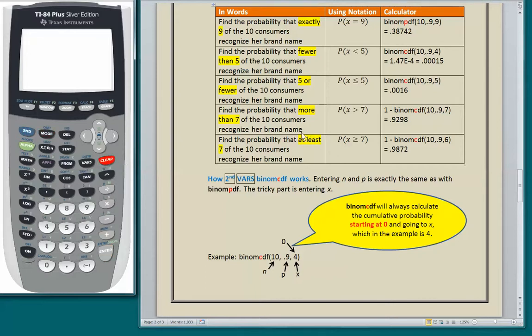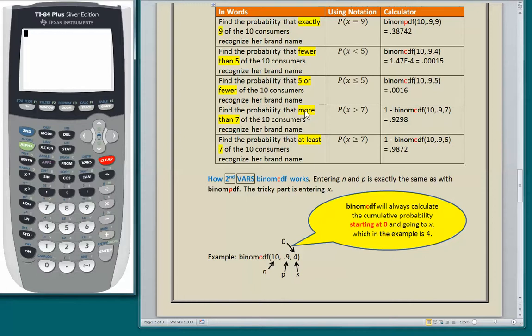Let's do the fourth question. And this introduces a new complication, so be aware of this. Before we start, I want to remind you, binom CDF will always calculate the cumulative probability starting at 0. Well, you see in this next question, the probability they're asking us for does not start at 0. So we're going to have to add a step.